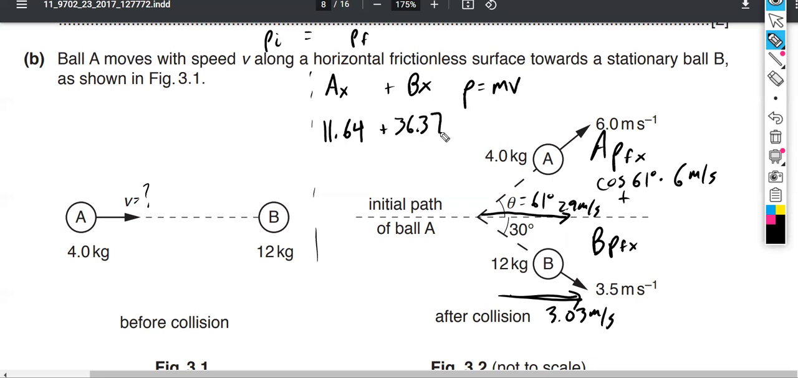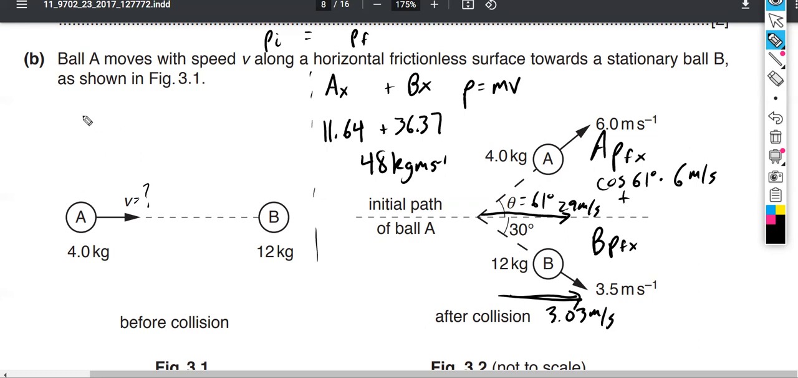36.37. 11.64 plus 36.37 is about 48. So there's 48 kilogram meters per second of momentum in the x direction. That's just the x component because we only use the x components of velocity.